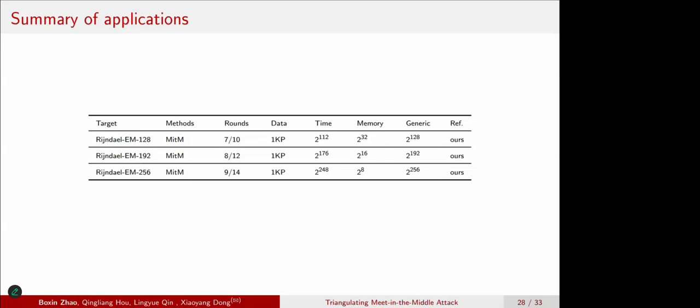FIST is a second-round candidate of NIST PQC additional digital signature schemes. The high-performance versions of FIST are based on Ring-EM. By applying the triangulating meet-in-the-middle attack, we found pre-image attacks and then converted them back to key recovery attacks with 1 plaintext-ciphertext pair on 7, 8, 9-round Ring-EM 128, 192, 256 respectively.